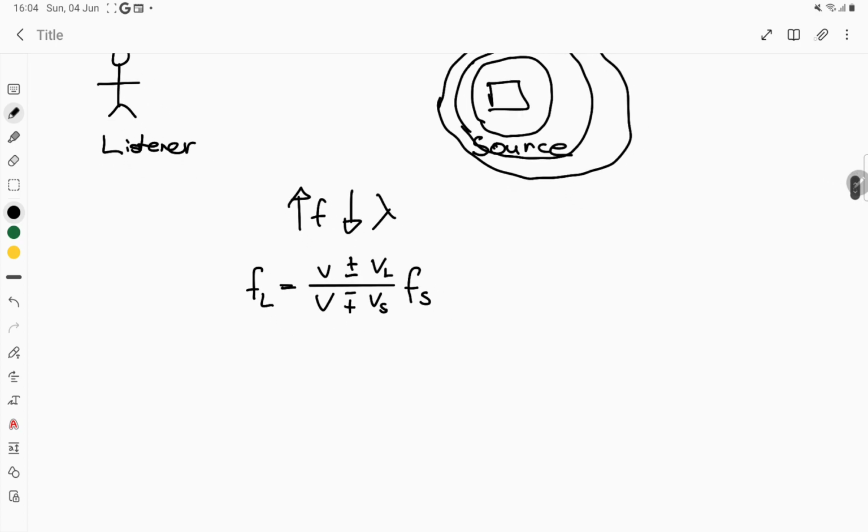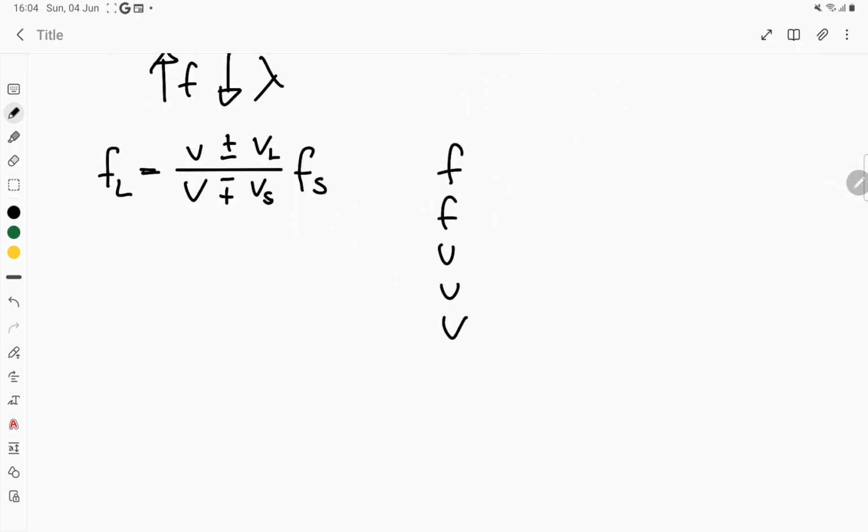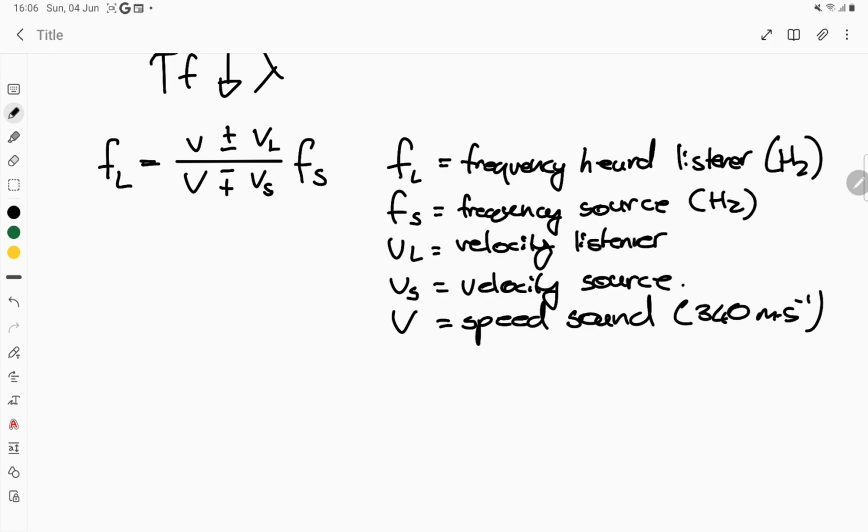Let me put it on the right here quick. What we can do is just list it like this, f, f, v, v, v, like when you do your calculations in the exam or the test, or for homework. So we have frequency of the listener, frequency of the source of sound, velocity of the listener, velocity of the source, and speed of sound in general. We have f_L, which is the frequency heard by the listener in hertz. We have f_S, which is the frequency emitted by the source in hertz. We have the velocity of the listener, the velocity of the source, and the speed of sound, which is 340 meters per second, unless otherwise stated.